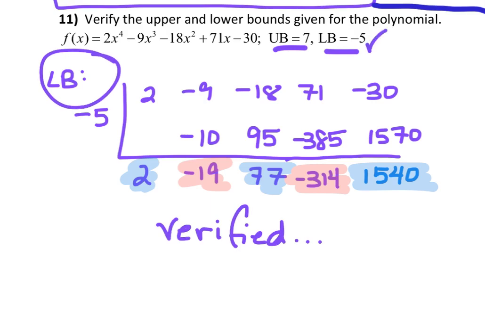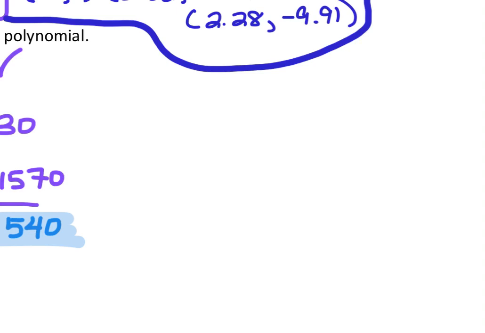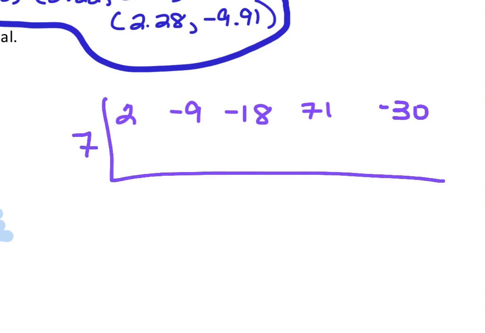Now I'm going to do exactly the same thing, dividing the upper bound into the same numbers, the 2, -9, -18, 71, -30. But in this case, I want my quotient row to all be positive. So I'm going to do another synthetic division. I'm going to divide this time by 7. So I've got 2, -9, -18, 71, and -30. And I'm dividing by 7.